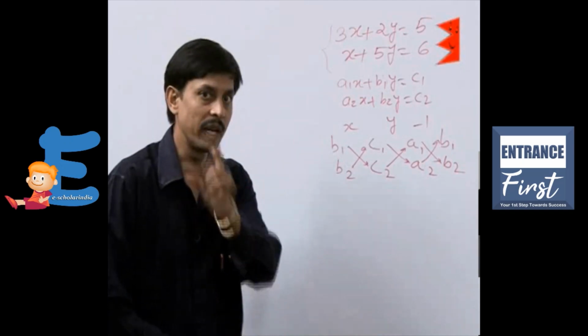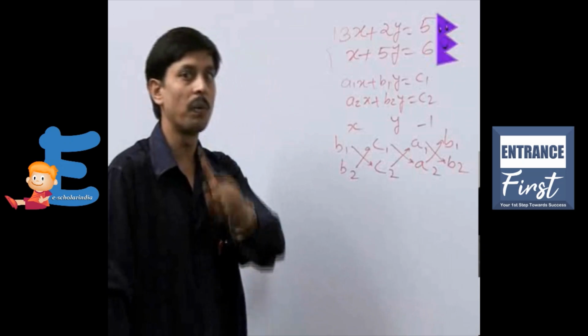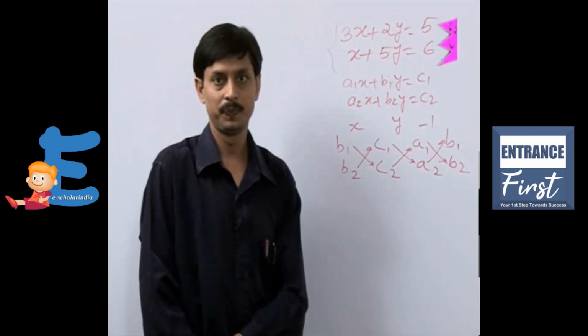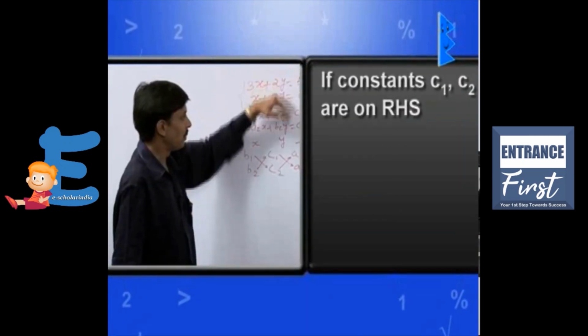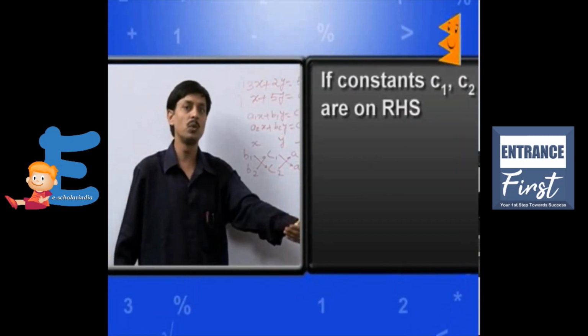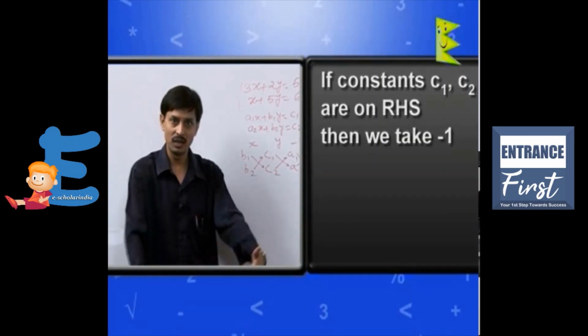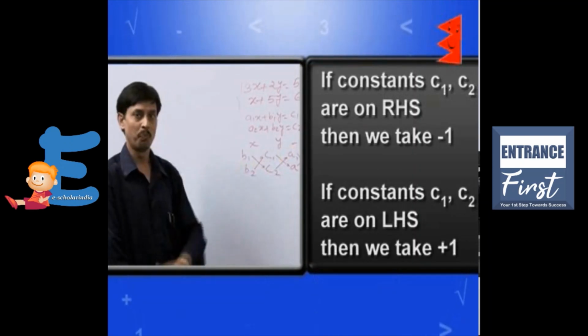One more thing which is very important I would like to tell you here. In some cases, in some places you can find plus 1 in place of minus 1. The reason is that if c1 and c2, the constants of the two equations, are on the right hand side, you have to take minus 1. And if these constants are on the left side, you have to take plus 1.